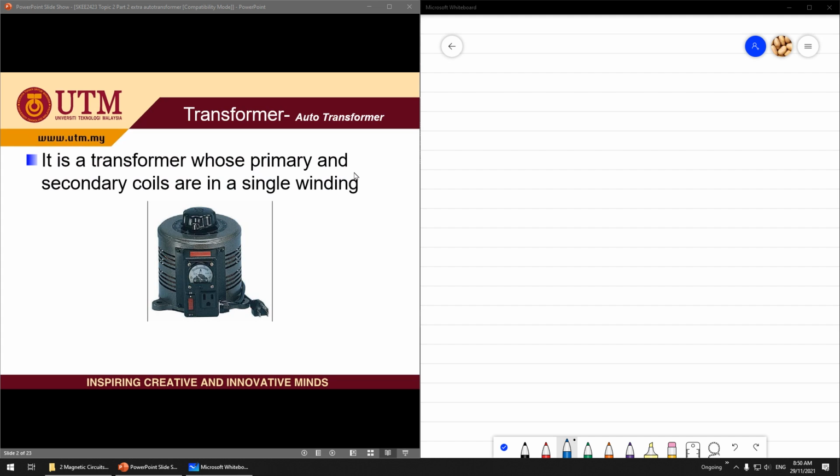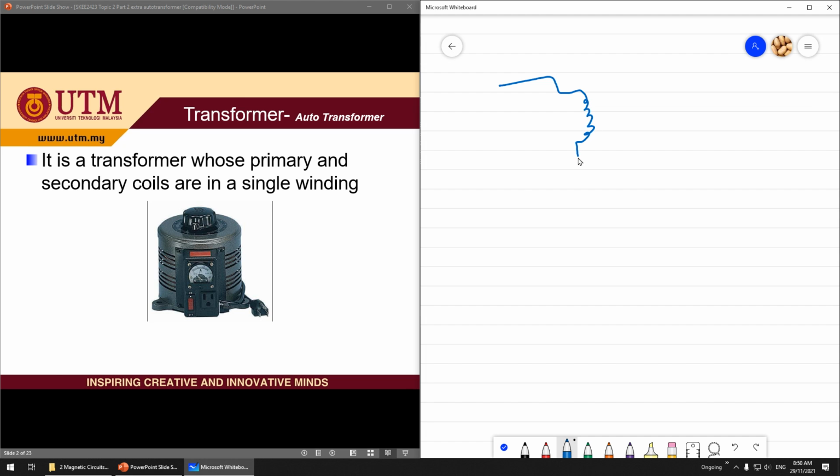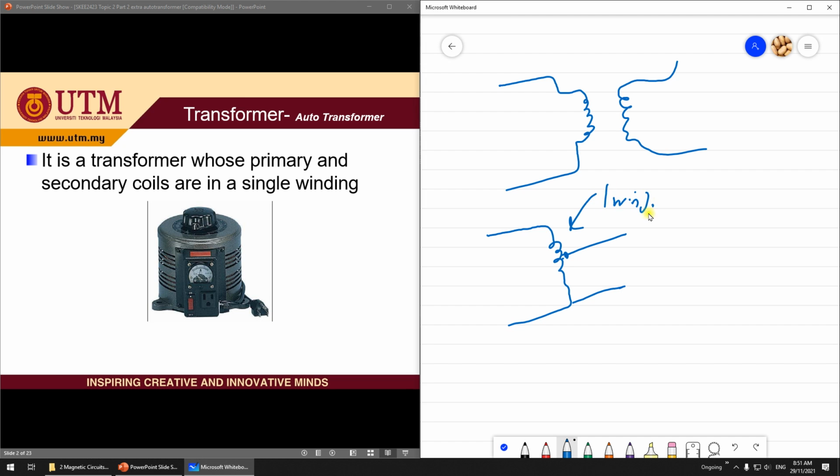Okay, so what is an auto transformer? It is a transformer that has primary and secondary winding as a single winding. So normal transformers usually have a first winding and then a second winding, primary and secondary. But for auto transformer, it's only one winding. You have one winding and then you have a tap here. You have only one winding. That is auto transformer.